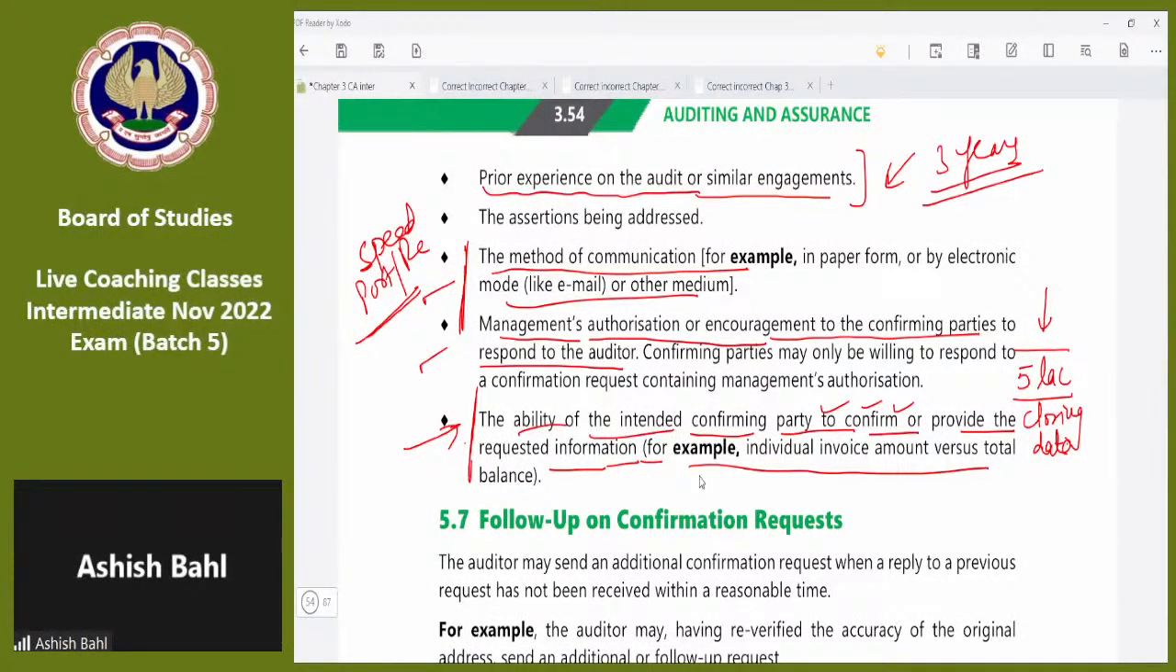Is that clear? Yes. Is that clear to you, Dhanlakshmi?